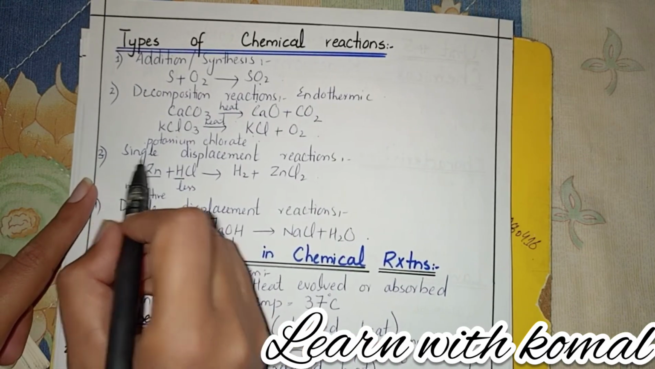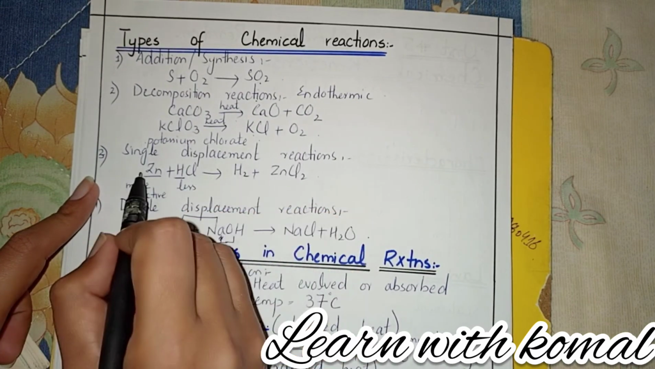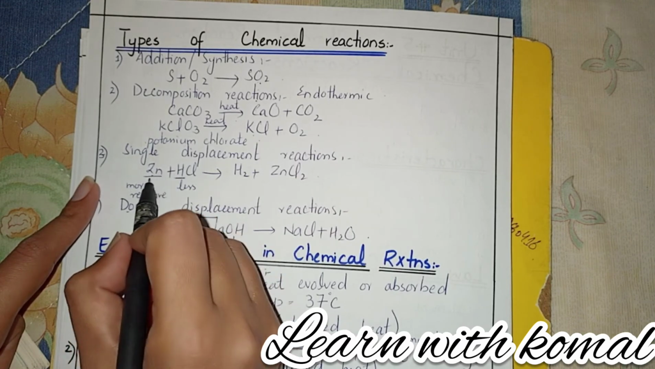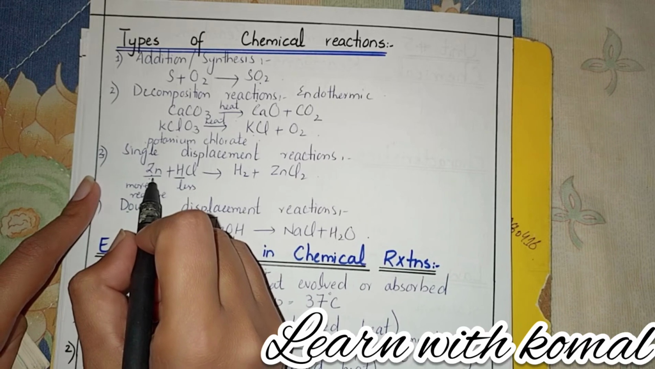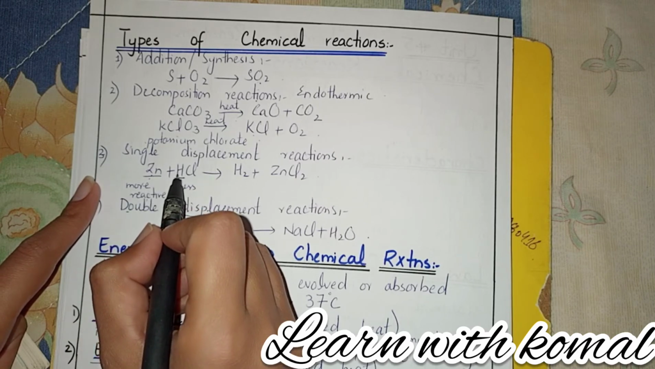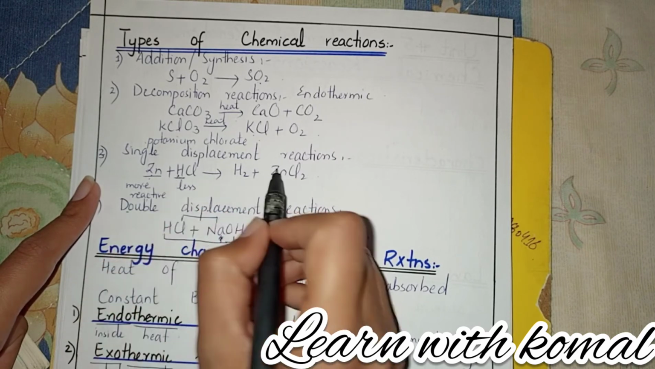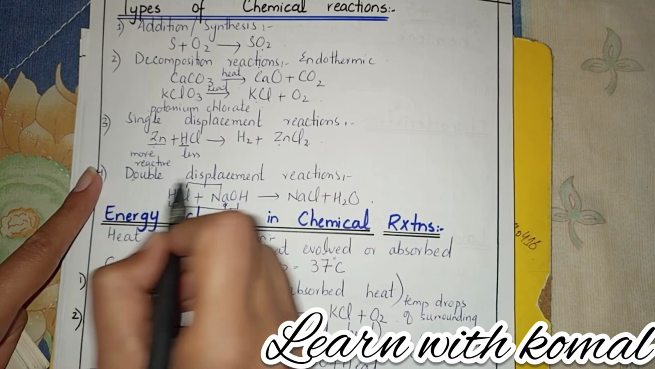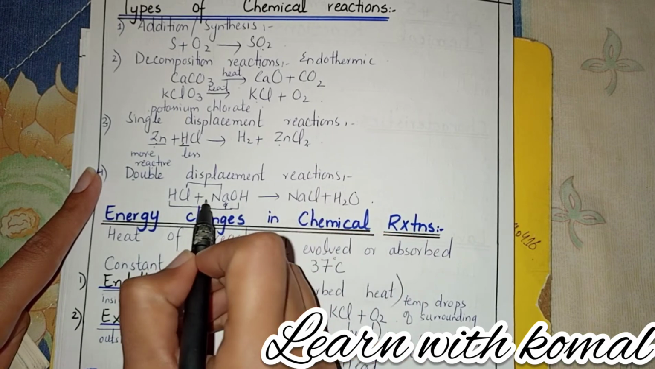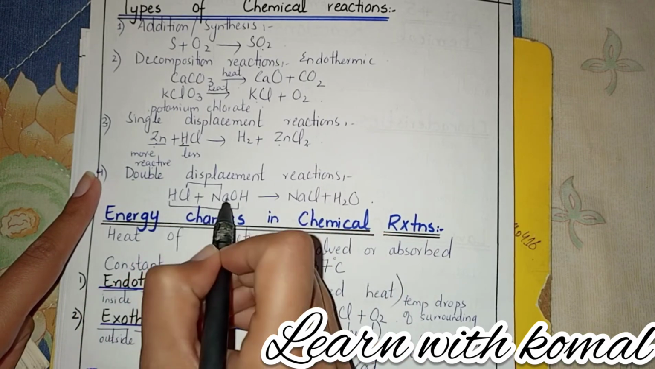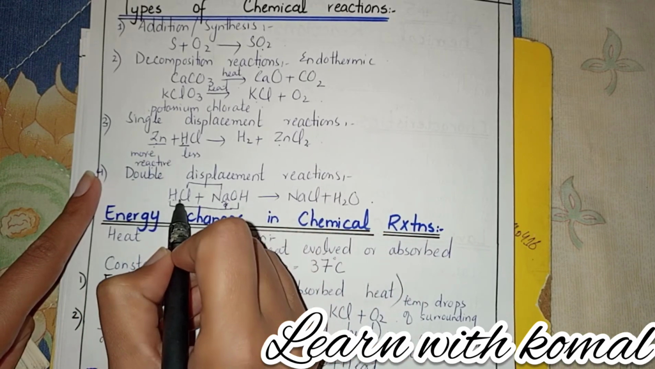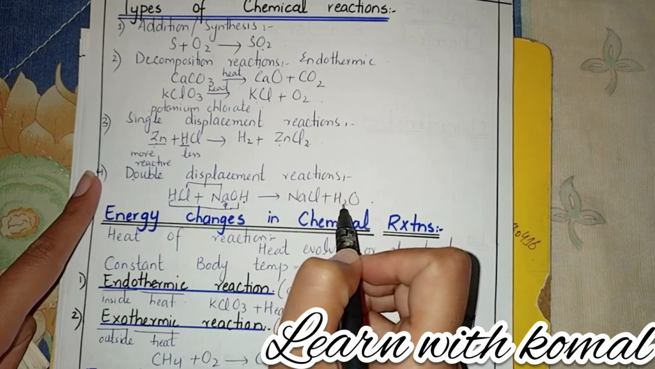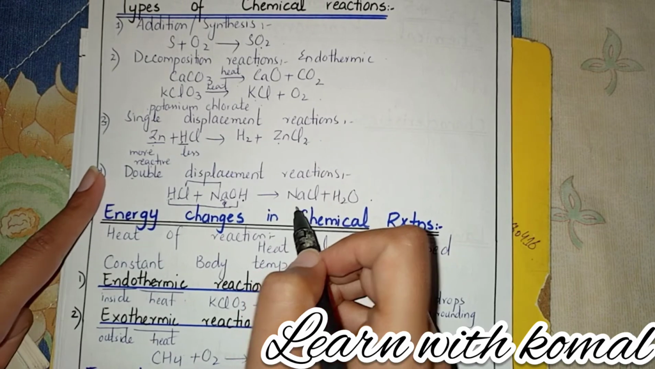The third one is single displacement reaction. In single displacement reaction, a more reactive element, that is zinc, replaces a less reactive element, that is hydrogen. So it will form zinc chloride plus hydrogen gas. While in double displacement reaction, the exchange of ions occurs between two compounds: sodium combined with chlorine while hydrogen combined with hydroxyl. So it forms H2O and NaCl.